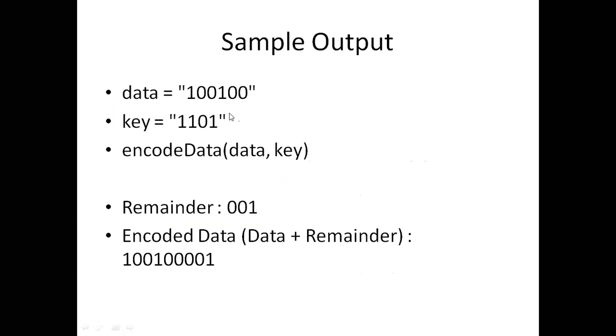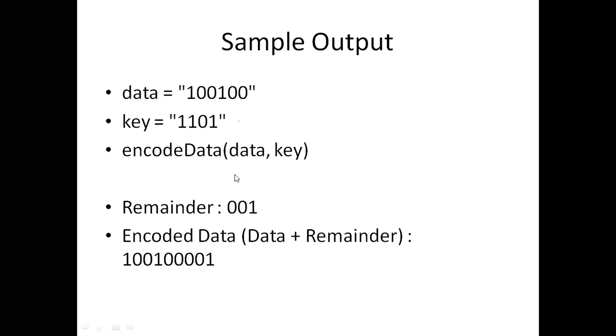And here is the sample output for your program. So data may be 100100, key is 1101, and the encoded data will be data along with the key. This can be encoded. After encoding the data, what is the remainder? 001. So that remainder we have to add with the data, then that can be considered as encoded data. So this is the encoded message. Okay, this is at the sender side.